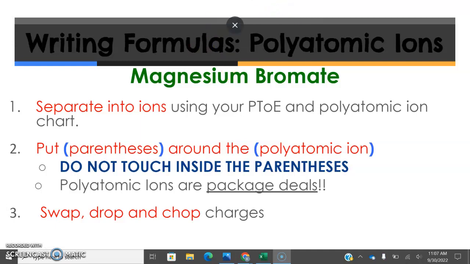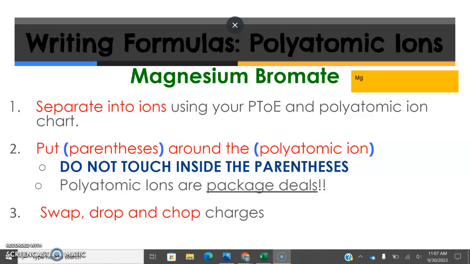All right, guys, let's finish up these examples. I'm going to do a text box here just because that'll be a little bit easier for me to type. So we have our magnesium bromate. Again, we know based on how we know how to name them that the metal is going to be magnesium. And then we know that bromate ends in ATE, so you will have to go to your polyatomic ion chart, which is linked in your lesson.